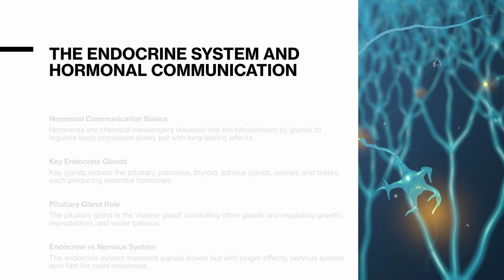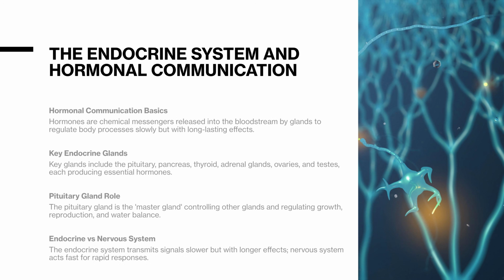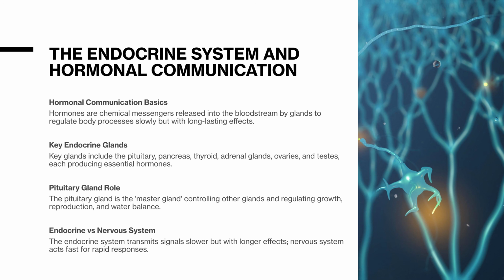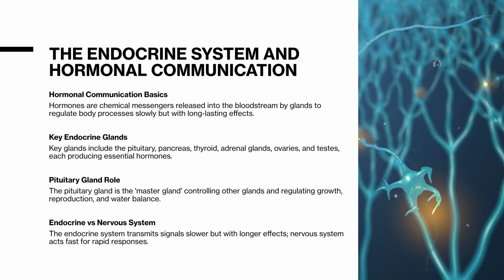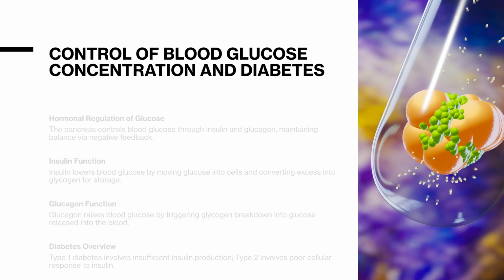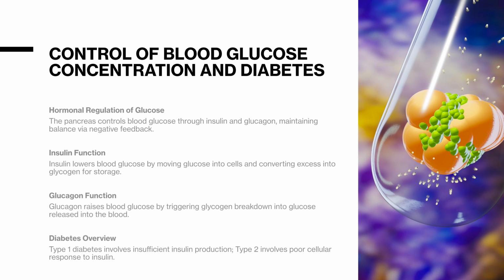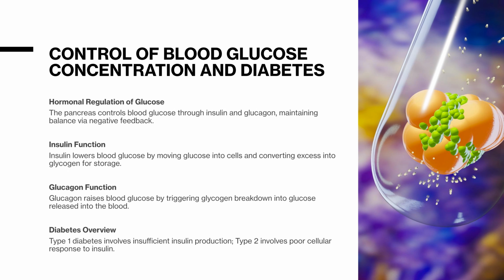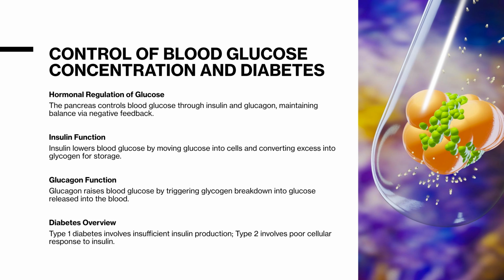The endocrine system uses glands that release hormones into the blood to regulate slower, long-term processes like growth, metabolism, and reproduction. Major glands include the pituitary, thyroid, adrenal glands, and pancreas. Blood glucose levels are controlled by insulin and glucagon hormones from the pancreas. Insulin lowers glucose by helping cells absorb it, while glucagon raises glucose by breaking down stored glycogen.